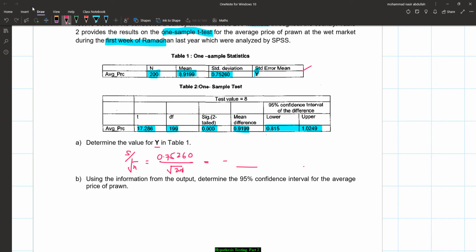Using the information from the output, determine the 95% confidence interval on the average price of prawn. Alright, so we want to determine the 95% confidence interval of the mean. So x bar plus minus t alpha divided by 2 with degrees of freedom, times s divided by the square root of n. We just plug in the values and we will get the confidence interval. It is actually not equal to this one. This is the confidence interval of the difference. What we want is the confidence interval of the average, the mean.